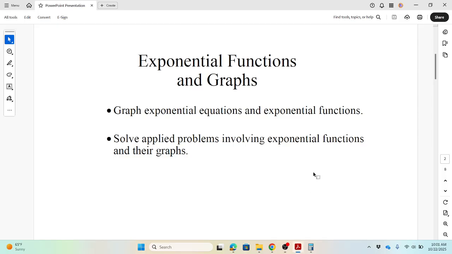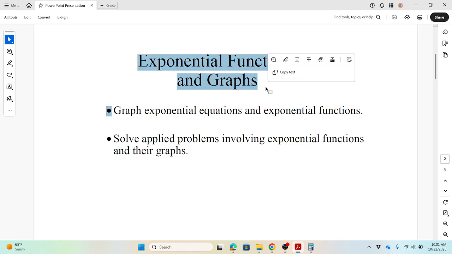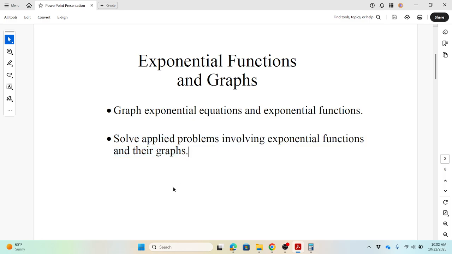Okay, so exponential function and graphs. One of the very useful functions we discuss in this course is the exponential function. We're going to talk about how to define the exponential function, then how to draw the graphs, and then where we can use this type of function in day-to-day life.